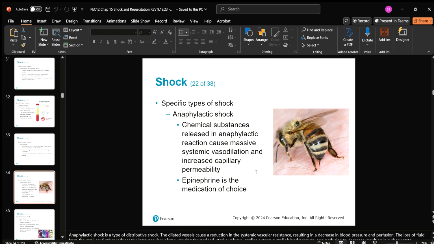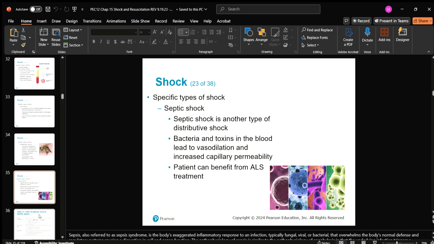So what's that going to do to our blood pressure? It's going to decrease it rapidly. What's that going to do for getting blood to our tissue? It's going to make it much more difficult. And how do we treat that? Epinephrine. What's the dosage? 0.3 milligrams for adults or 0.15 for pediatrics.